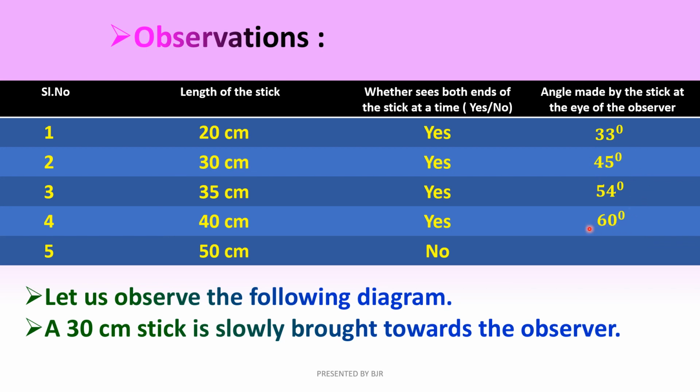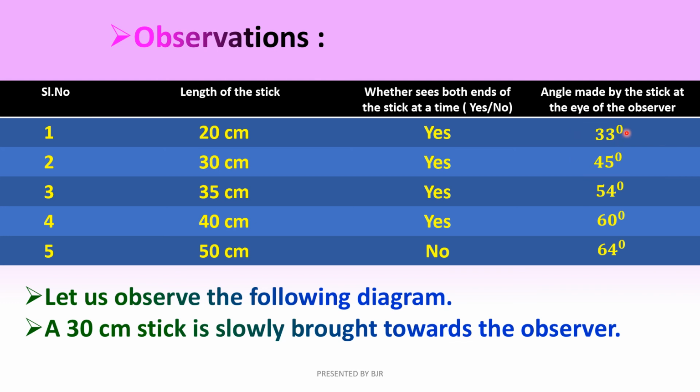And in case of the 40 centimeter stick, the angle made by that stick at the eye of the observer is 60 degrees. And finally, when the length of the stick is 50 centimeters, she could not see the whole stick at a time. So her response was no. That's why I have recorded no here. And the measured angle was 64 degrees. Observe this table carefully here.